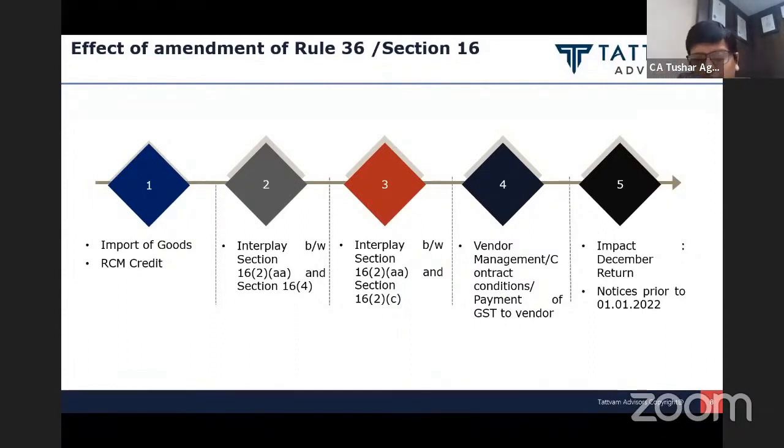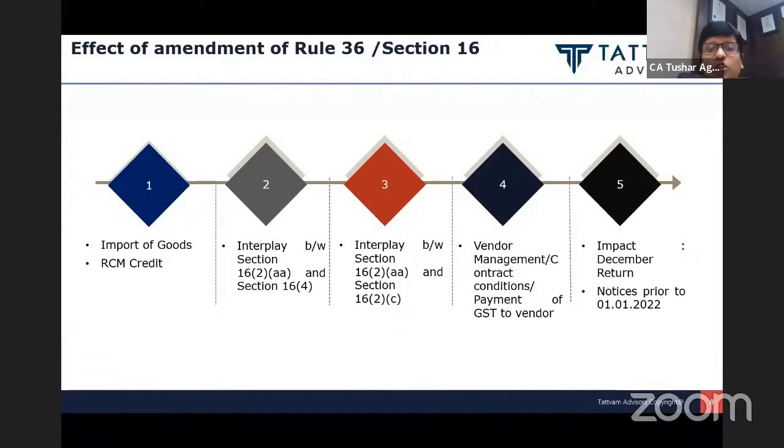I am talking about a notice given to the recipient taxpayer, stating that you have made purchases from 100 suppliers. These 100 suppliers have uploaded in GSTR 1, but they have not filed their GSTR 3B, and hence you are required to reverse the credit.